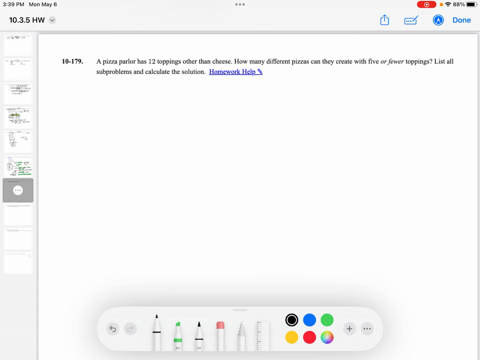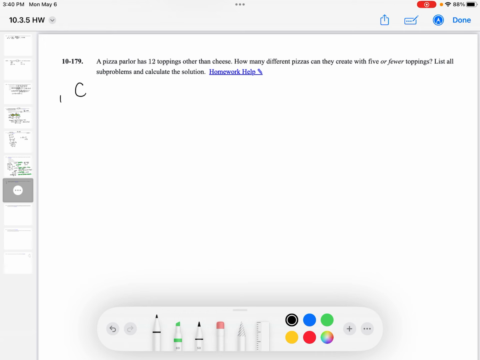Okay, so let's start with 5 or fewer. How many with 5? Well, there's 12 pizza toppings, and I want to choose 5 of them. Can I repeat? No. I think for this problem, we're just going to count peppers and mushrooms as 2 different things and not say that you could choose peppers twice. Does order matter? No, it doesn't, right? When you make a pizza, I don't care if you put the pepperoni on and then the mushrooms or whatever. So this is a combination.